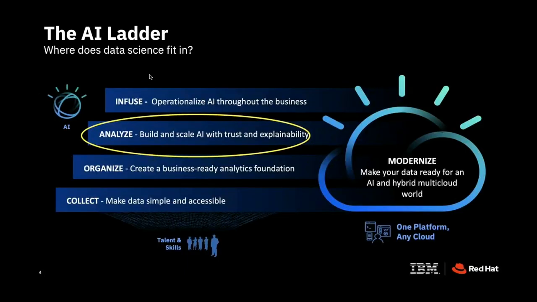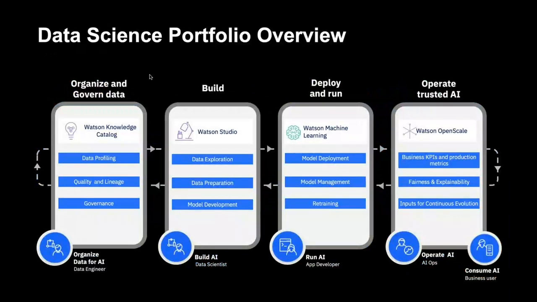So this is the AI ladder that we at IBM think an organization generally follows in their AI journey. The data science products we'll talk about today fall in the analyze step of this ladder, which is circled here. Some of these functions can also be done in parallel as well, depending upon the need of the organization. So now let's look at the data science offerings in detail.